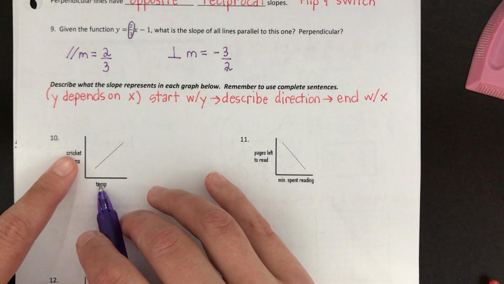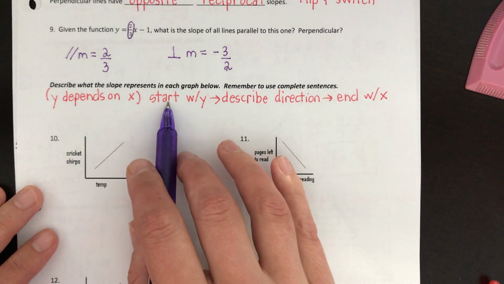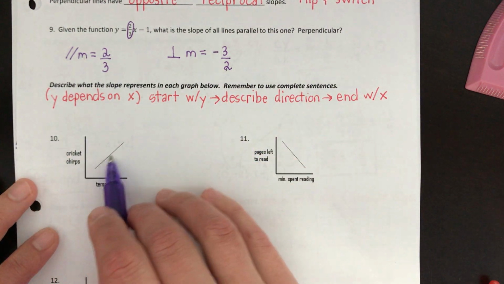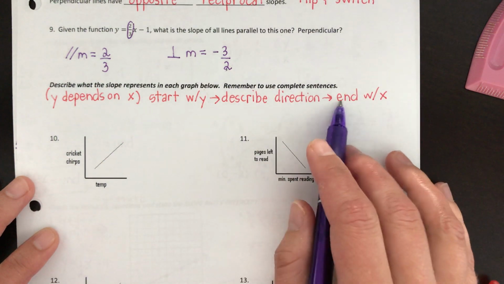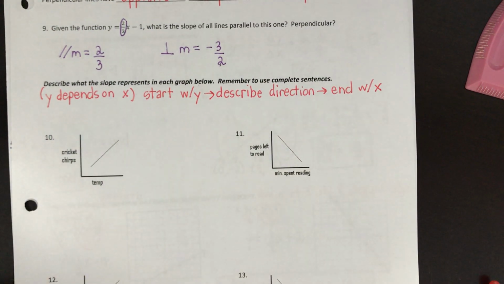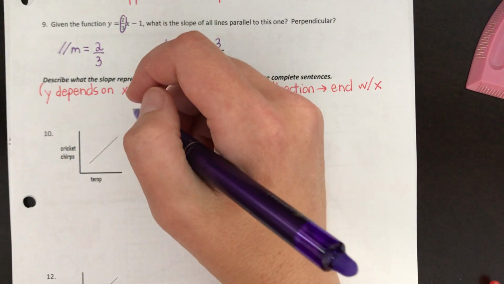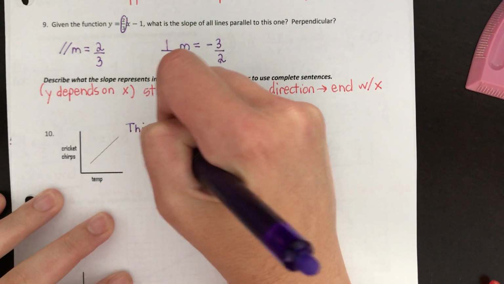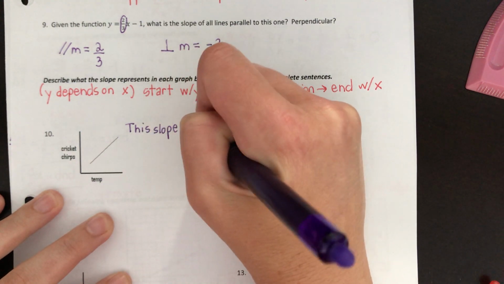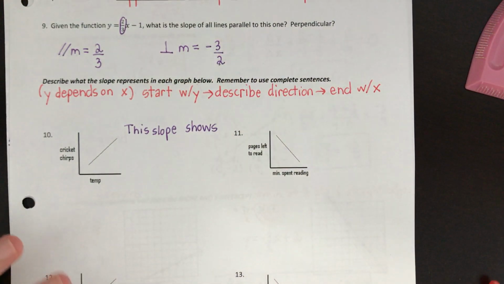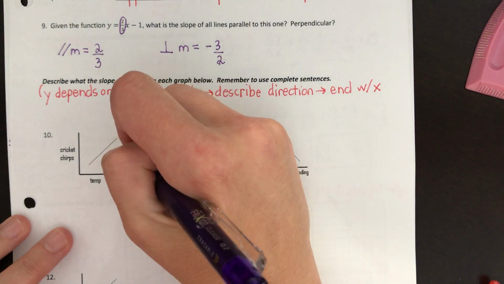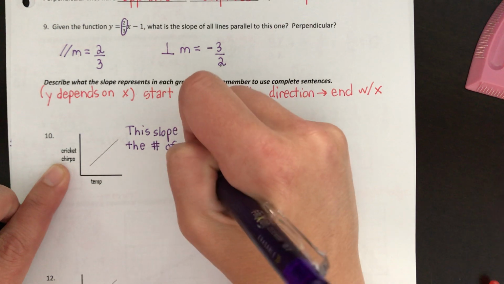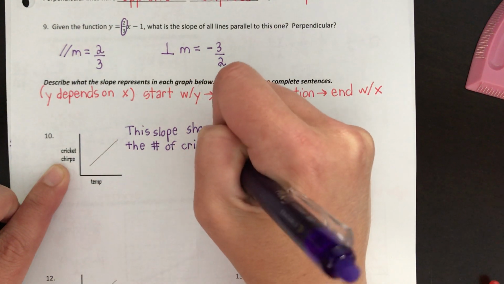Just like I would say those things, to describe the slope, we're going to start with the y. We're going to describe the direction, because in this case with the slope, we know the direction that we're going. And then we're going to end with the x's like we did here. So let me show you what I mean. So the first one, since we're using full sentences, would look like this: slope either shows or represents, something like that. This slope shows, and we're going to start with y, the number of cricket chirps.